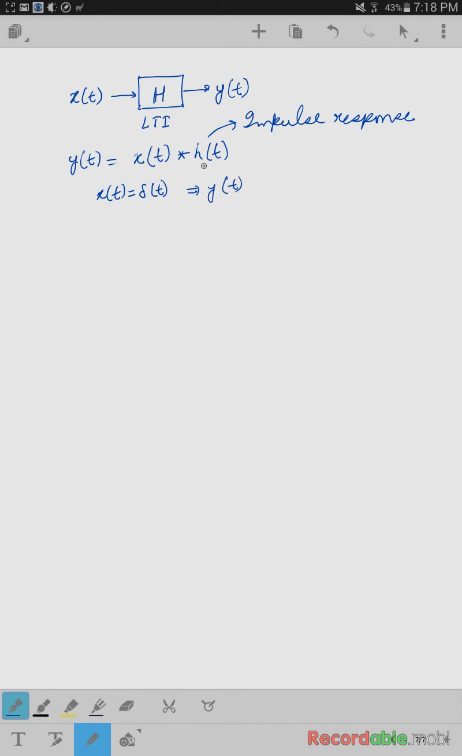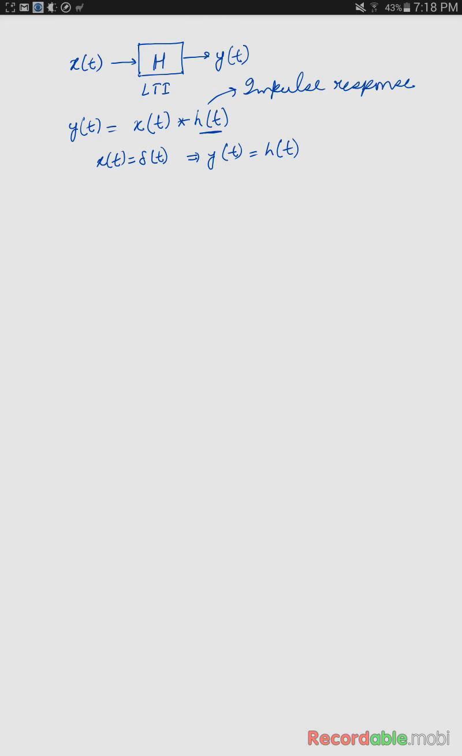Well, it's the convolution of the delta function with h(t), and if we evaluate that convolution, it turns out that y(t) is h(t). That's not surprising, because if you give an impulse as the input to a particular system, you should get the impulse response as the output, so that makes sense.